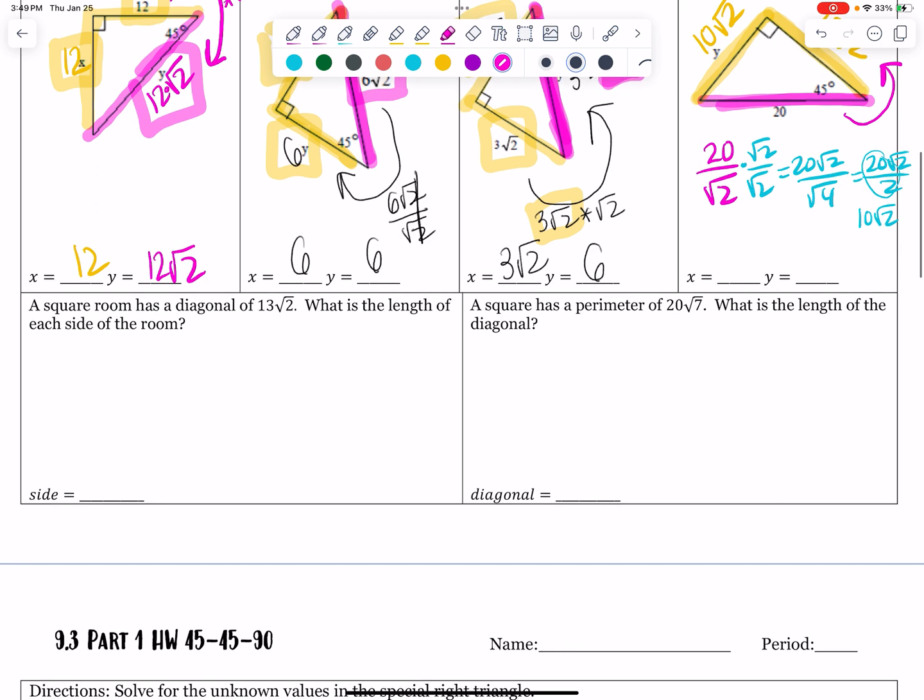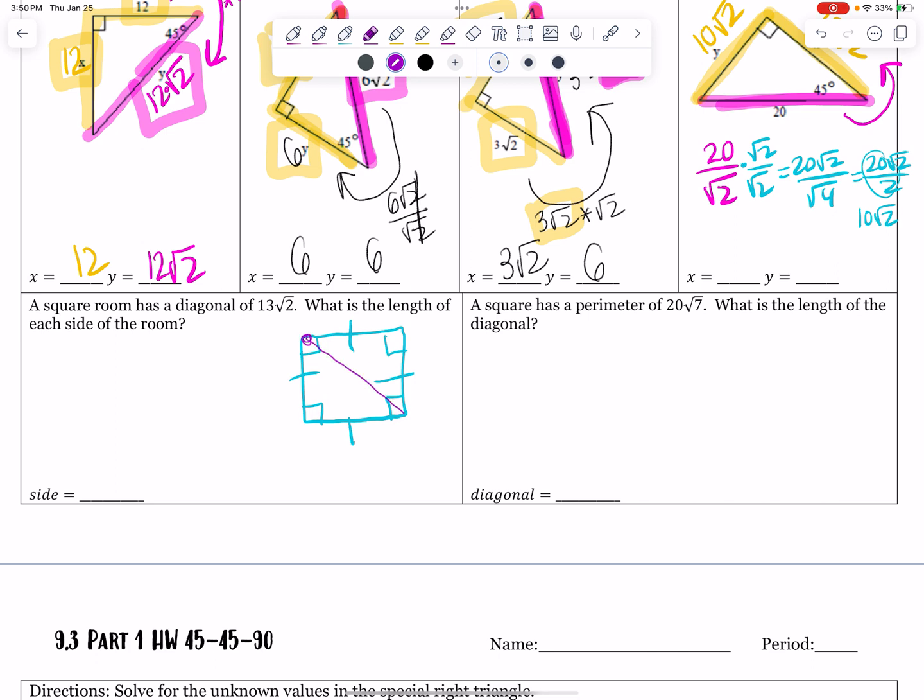Okay. Last questions have our sentences or word problems about squares. And so we don't have a picture, so if in doubt, you can always draw it out. It says a square, so let's draw a square. 4 congruent sides, 4 right angles, and that square has a diagonal, it says, of 13 root 2. So I can draw in my diagonal either way, but I'm going to go from a vertex to a vertex, and it has a diagonal of 13 root 2. What is the length of the side of each room, which is this piece.